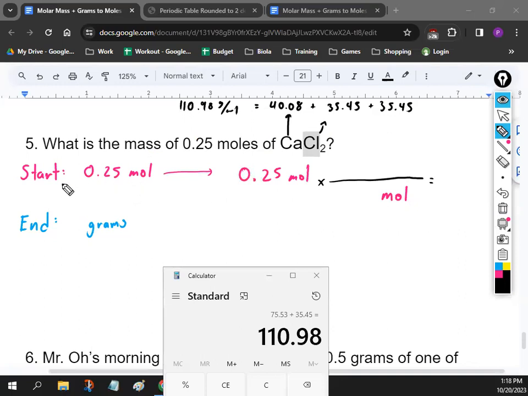So if you guys want to make a real quick note before we move on, whatever unit of measurement you start with, you put it on the bottom of the fraction. Okay, so if you start off with moles, you put moles on the bottom. If you start off with grams, you put grams on the bottom. All right, and since you want to turn it into grams, whatever you're looking for, you put on the top of the fraction.